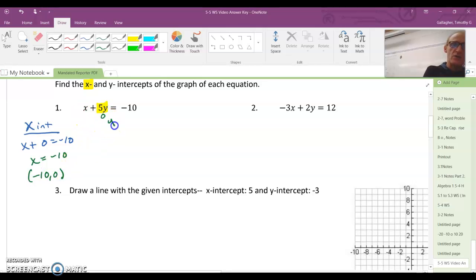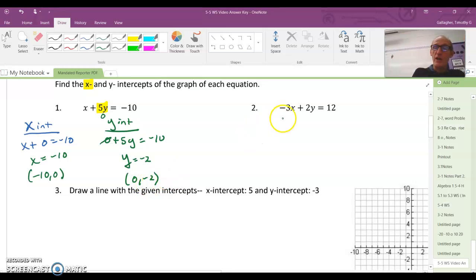Now to find the y-intercept, it's going to be 0 plus 5y equals negative 10. So this kind of goes away, and then y is equal to negative 2. And that ordered pair is 0, negative 2.